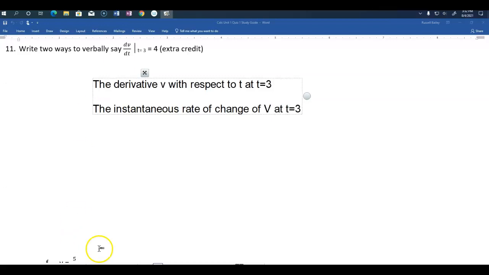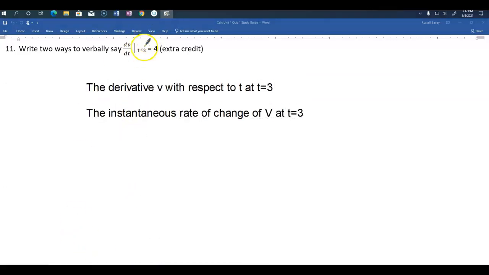But you'll notice this one actually has something else to it now. It's telling me the rate of change of v with respect to t at t equals 3, but then it tells me what it equals. It tells me it equals 4. All right, so that means we can actually add a little more to this.